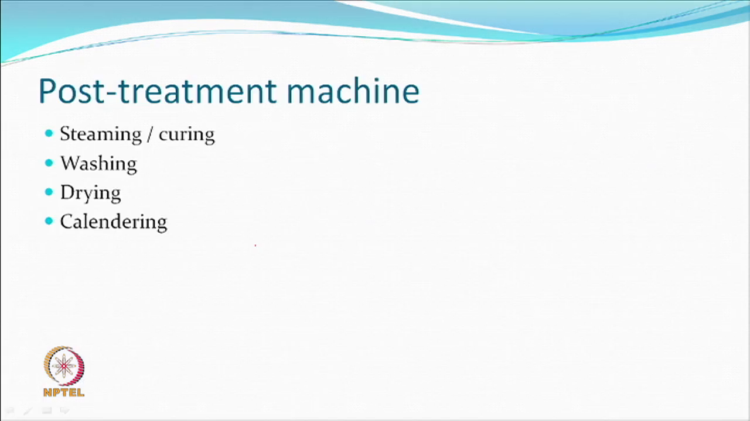Post treatment, as we said, would have steaming, curing, washing, drying, calendaring, based on what type of color you have. So steaming etc. for reactives and acids, curing for pigments, washing of course if required, and drying, calendaring. These are the simple treatments that you anyway would like to do. So we can stop here, and next time we will talk about inks.